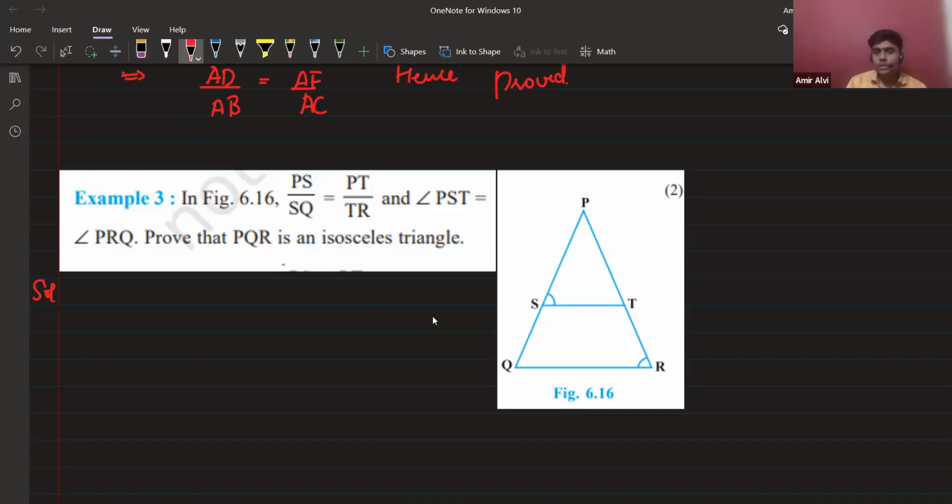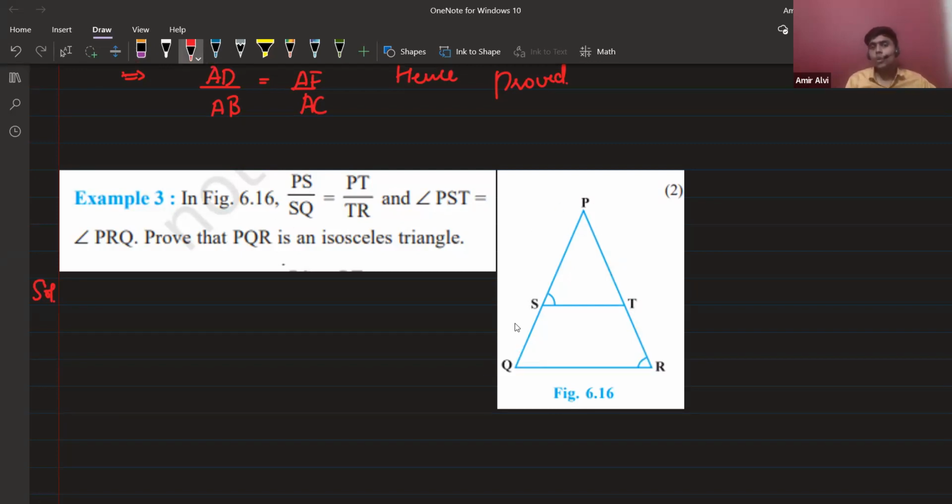Basically, if the two sides are equal, either PQ and PR are equal, then the opposite angles will be equal, which means Q and R. If the two opposite angles are equal, automatically the opposite sides will also be equal. If you have proved that the opposite two sides are equal, then automatically you can say that the triangle is isosceles. Clear, Adil? Yes.